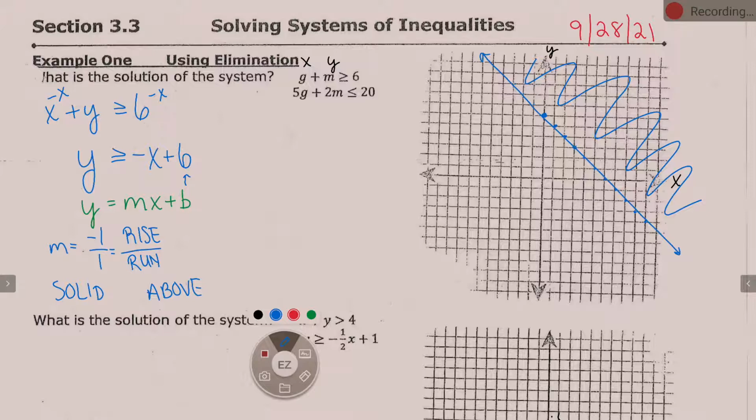Okay, now what? We've got to do the other one. So instead of 5G plus 2M, you guys are going to like me better, I think, if I say 5X plus 2Y less than or equal to 20.